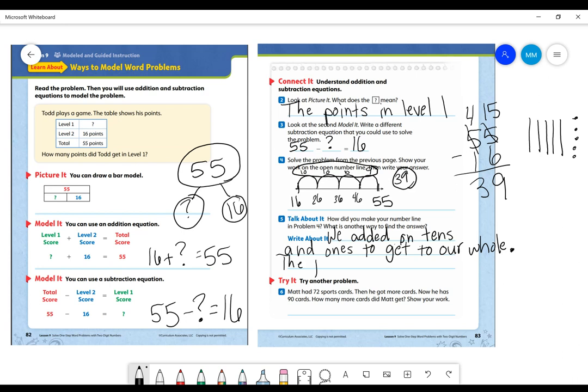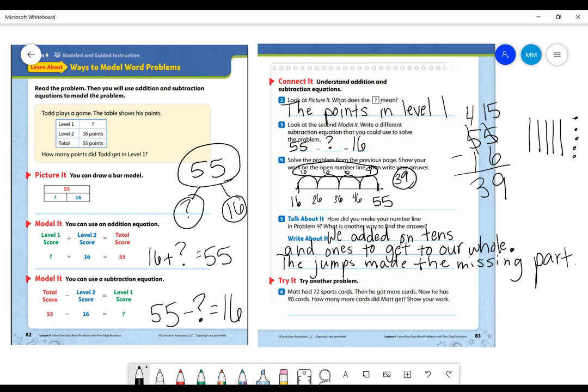The jumps made the part that was missing, made the missing part. So all those jumps that we took, we started at 16, we made those groups of 10. We jumped 10, and then we added 9 ones. Adding those jumps made that missing part. The jumps made the missing part.